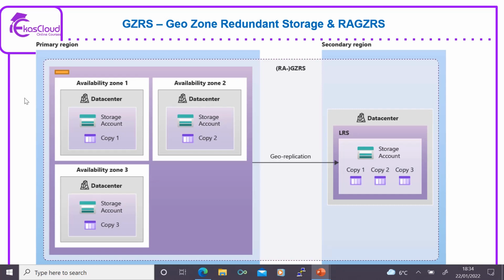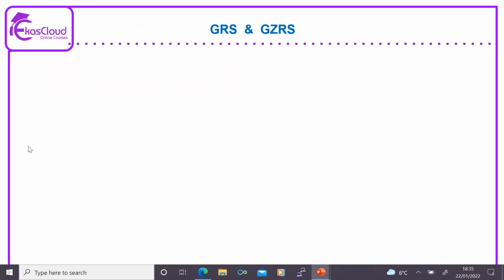In GZRS, Azure Storage copies your data twice, first in the primary region and then in the secondary region. In the primary region, it copies your data 3 times across 3 different availability zones. And then in the secondary region, it copies your data 3 times in a single physical location in the secondary region. Again, if you want read and write access to your data in the secondary region, then you can select the RAGZRS option. Now let's have a little bit more detail on the GRS and GZRS options.